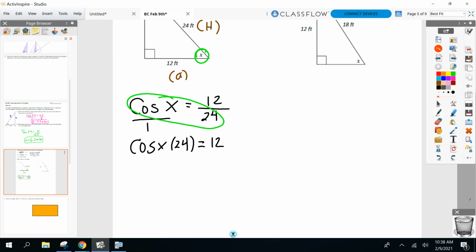You can divide by 24, and then what are you going to divide by? Cosine? Everyone see where we're stuck? Cross multiplying's not going to do it for me right now, is it? It's not going to do it for me. I need something else to find an angle now.